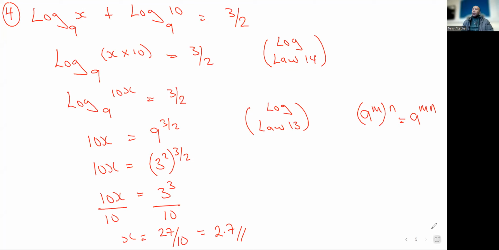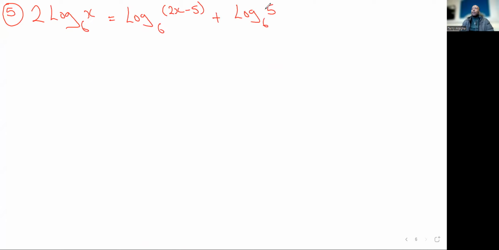All right, let's pick up another example here. Let's say number 5. So let's say we have this question: 2 log 6 of x is equal to log 6 of (2x minus 5) plus log 6 of 5. You can pause this video and try and solve this, and see if you get the same answer like I will get here.